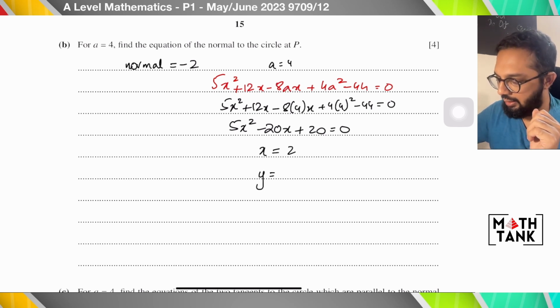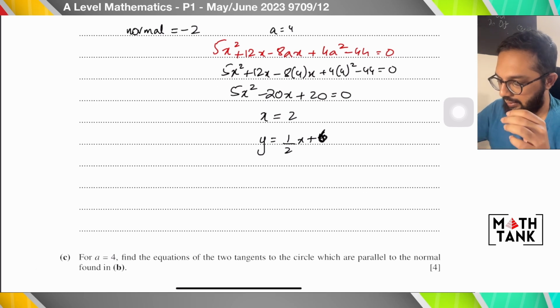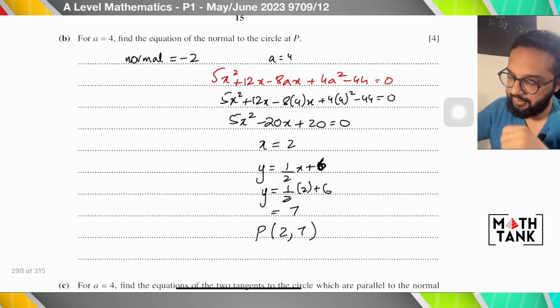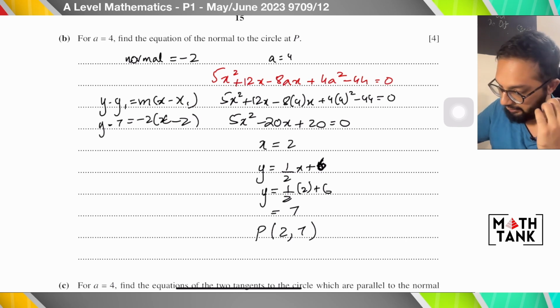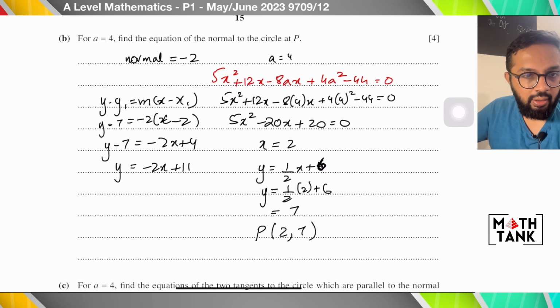y should be half x plus 6. So y equals half into 2 plus 6, 7. So those are the coordinates of P. The gradient is minus 2, so I'm going to say y minus y1 equals m times x minus x1, y minus 7 equals minus 2 times x minus 2, y equals minus 2x plus 11. Yeah, I think that's the right answer.